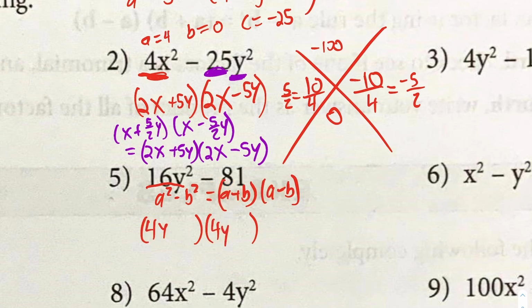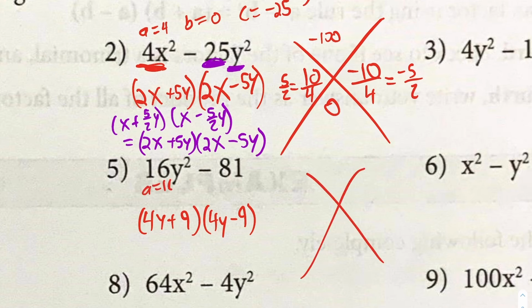Then, what squared makes 81? Well, that's just the 9. 9 times 9 makes 81. We need a positive version and a negative version. Let's check and make sure that we get the same answer even if we factor it using the x method.